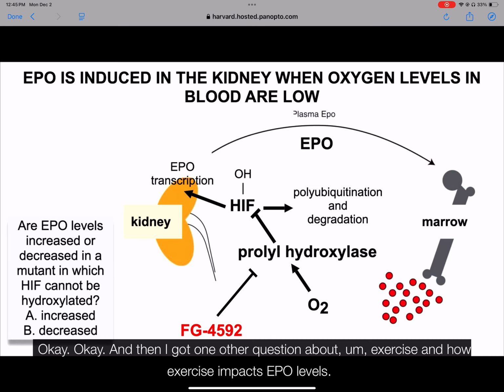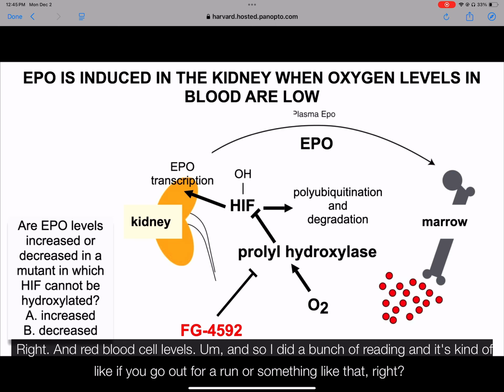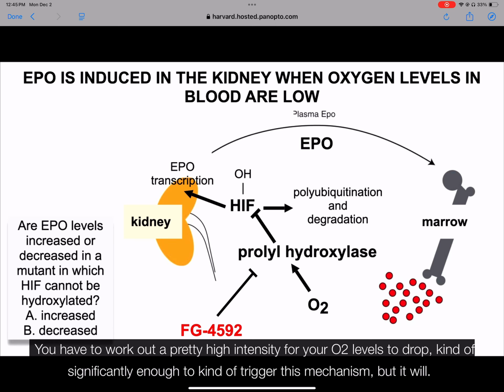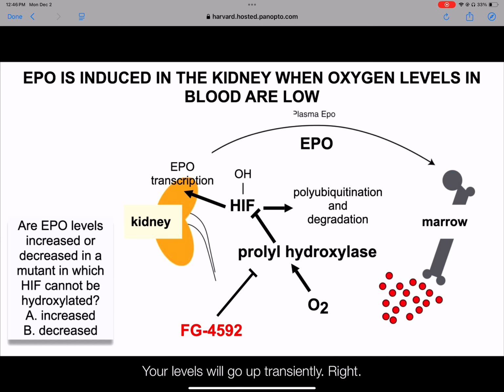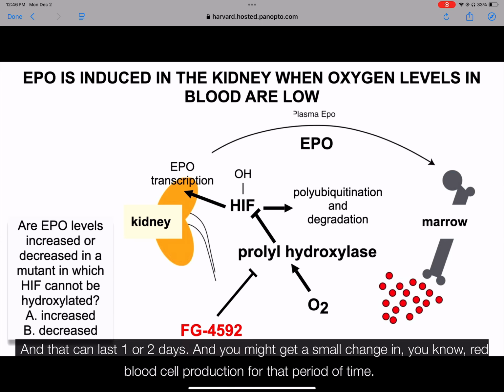I got one other question about how exercise impacts EPO levels and red blood cell levels. I did a bunch of reading, and if you go out for a run, you have to work out at pretty high intensity for your O2 levels to drop significantly enough to trigger this mechanism. But it will. Your EPO levels will go up transiently, which can last 1 or 2 days, and you might get a small change in red blood cell production for that period.